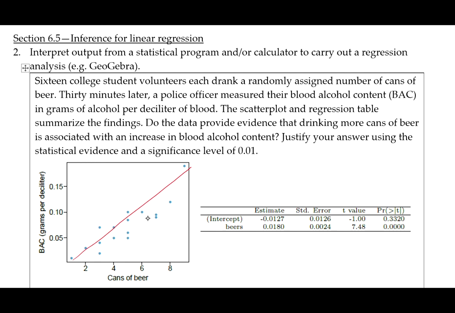If we are given computer output from a statistical software program, we'll find the test statistic and the p-value from the second row of computer output. It sometimes lists the word slope, or it'll list the name of the explanatory variable. In this case, it has beers, which is our explanatory variable, the number of cans of beers that these college student volunteers drank. The test statistic and the p-value are given on that row. The t-value is the test statistic and the p-value is listed right next to it.